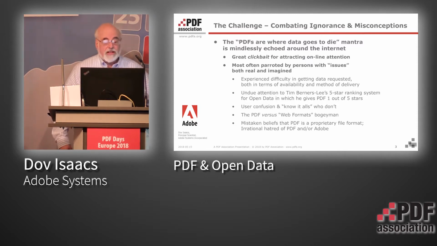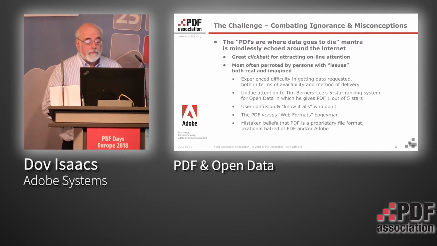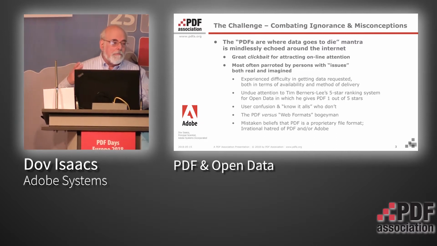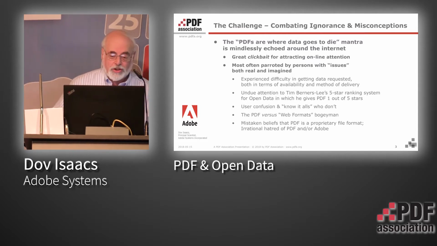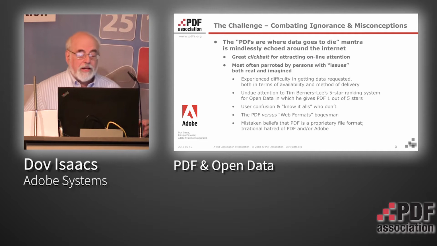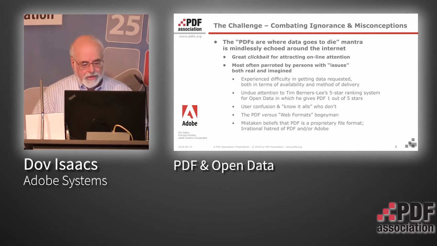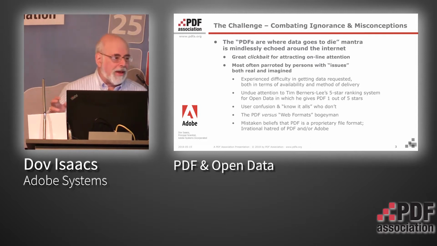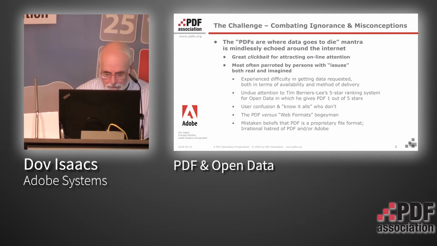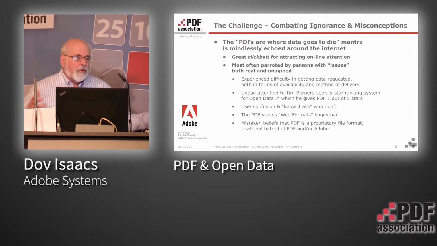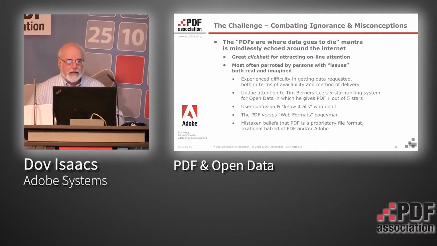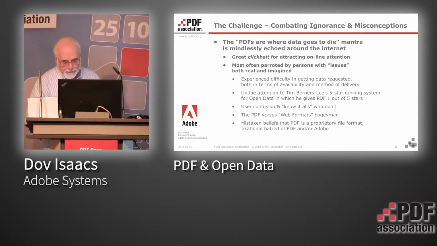People who've experienced difficulty in getting data requested, both in terms of availability and method of delivery. You know, there's a difference between that. Undue attention to Tim Berners-Lee's 5-star ranking system, and we'll mention what that is. From 1 star to 5 stars, he considers PDF only 1 star at best. User confusion and people who are know-it-alls who really aren't. And the PDF versus web formats boogeyman, which we will bring up, of course. And mistaken beliefs that PDF is a proprietary file format and some sort of irrational hatred of PDF and Adobe, or Adobe and PDF, or authority in general, okay?